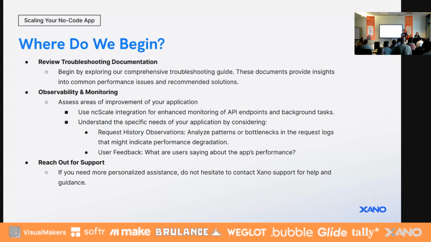Absolutely. And if you find any of these steps overwhelming, or if you have a very specific challenge that requires more expertise, reaching out to support is going to be key. Our support team at Xano is always ready to provide assistance to ensure that your application is performing at its best. So starting out with these steps, like leveraging NC Scale, reviewing troubleshooting documentation, continuous monitoring, assessing user feedback and request history, are all going to set a strong foundation to make sure that your application is performing at its best.